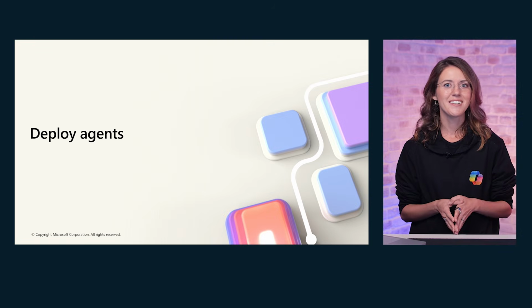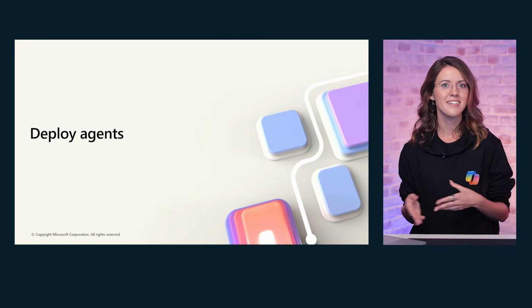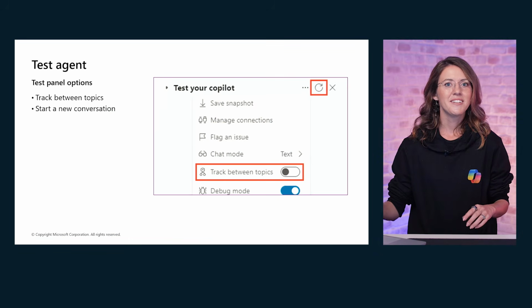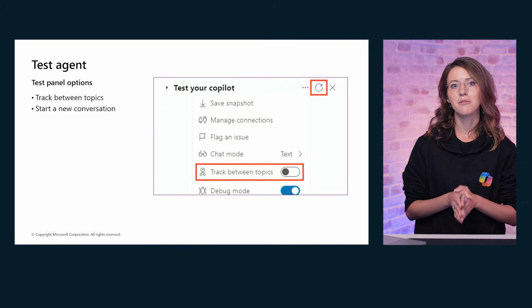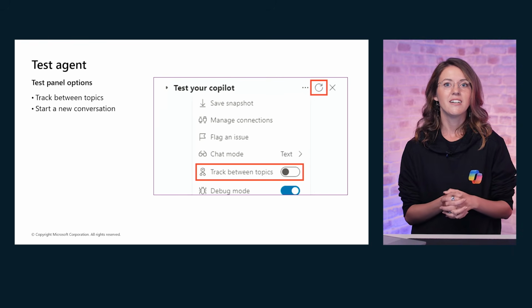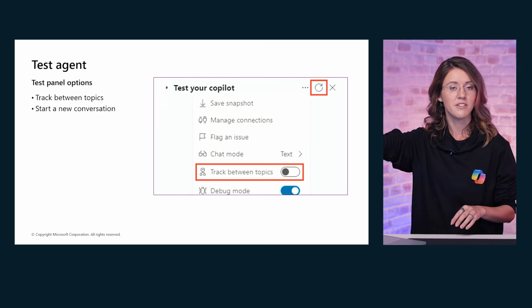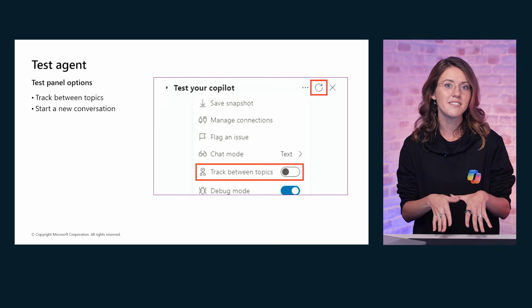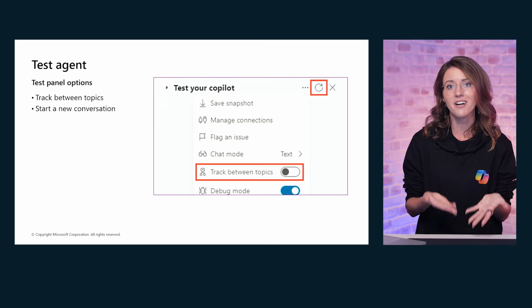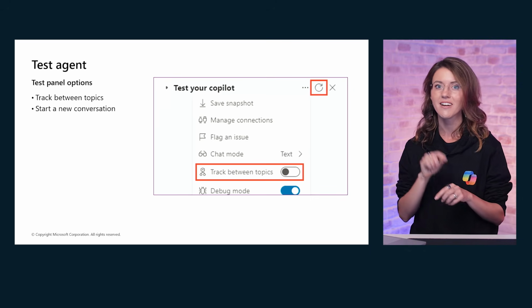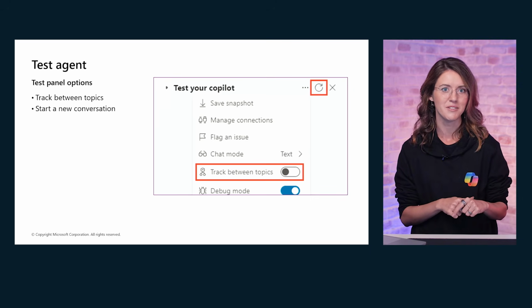Now, let's look at how to deploy agents in Copilot Studio. You can test your agent in real time using the Test Agent palette. Just click Test in the upper right-hand corner of the application. The test window simulates a user conversation. As you type, the agent responds just like it would in a live environment.